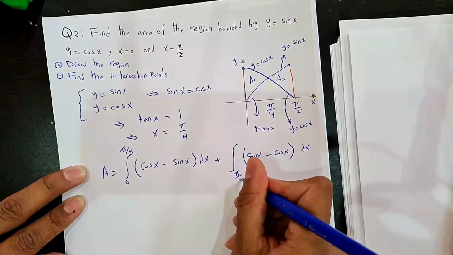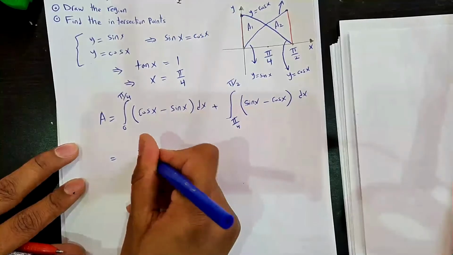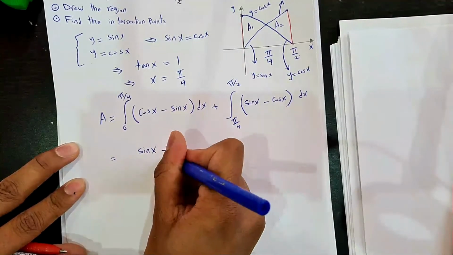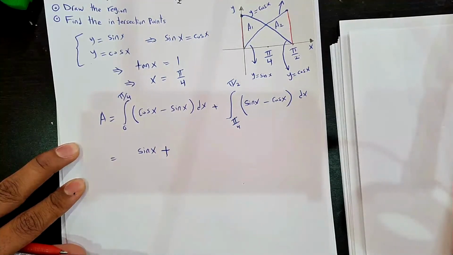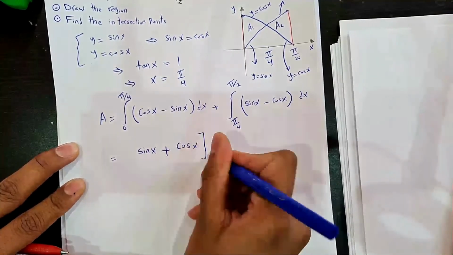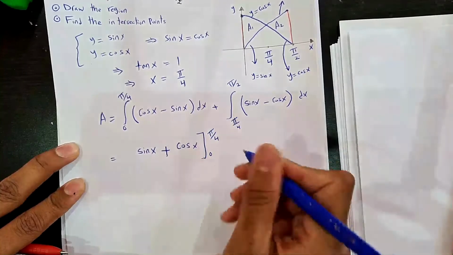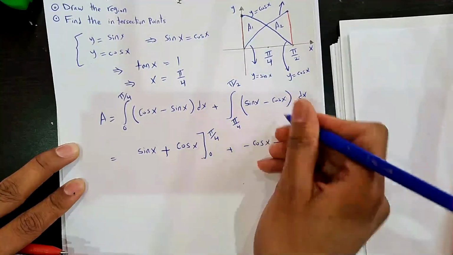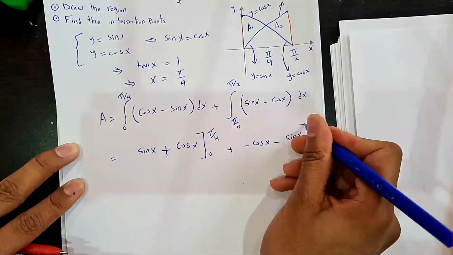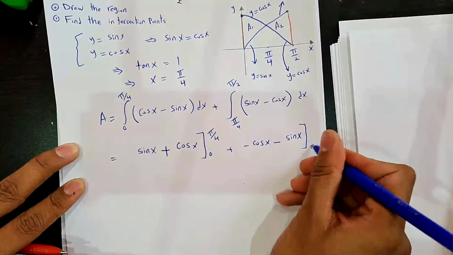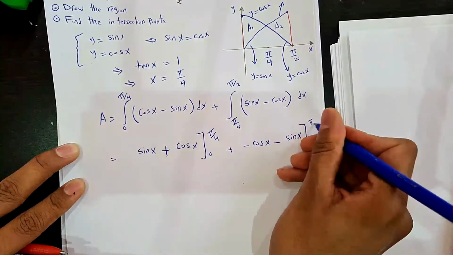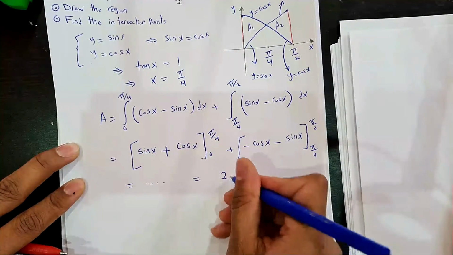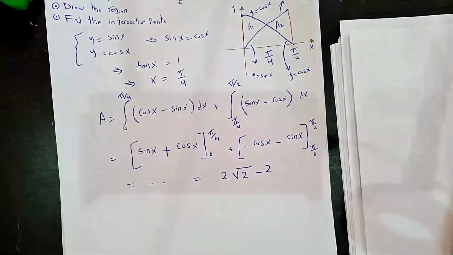And these are simple integrals. This will be sine x minus. What is the antiderivative of sine? It will be minus cosine, so it will be plus here. And here I have cosine x evaluated from 0 to pi over 4. Same idea here. We will have minus cosine x minus sine x evaluated from pi over 4 up to pi over 2. Just evaluate. These are just simple computations. Believe me, the final answer will be 2 root 2 minus 2.